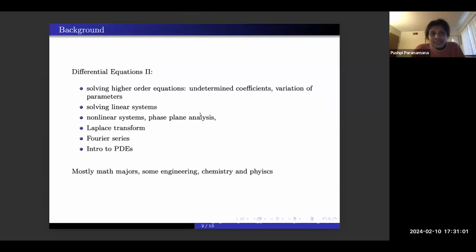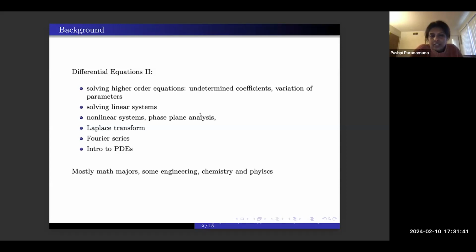To give a little bit of background, because I'm sure people have questions about why it is differential equations 2. At St. Mary's, there's a linear algebra and introduction to differential equations class, which is more linear algebra and then some first order, second order differential equations. And then there is differential equations 2, which is higher order equations. And then we look at linear systems, how to find solutions, nonlinear systems, phase plane analysis, Laplace transform, Fourier series.